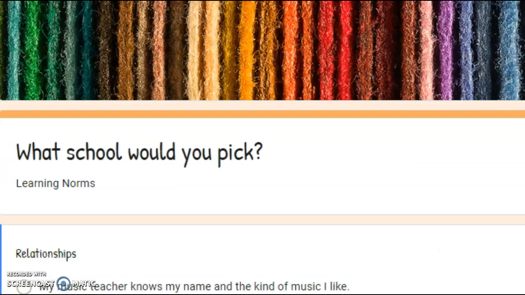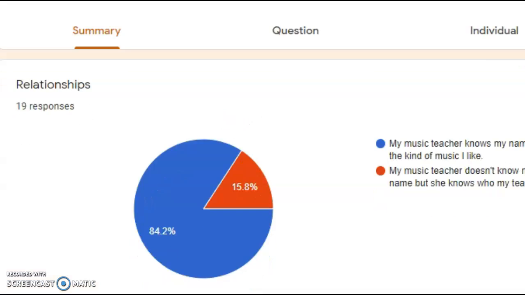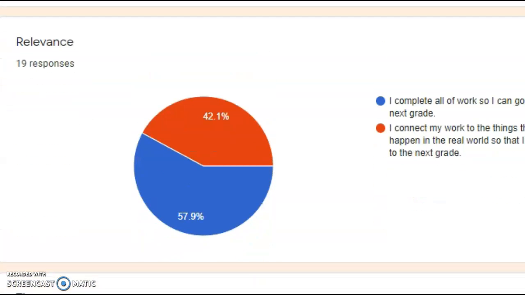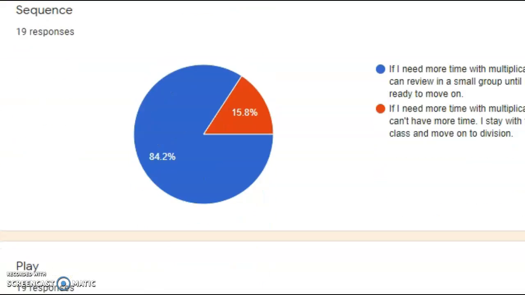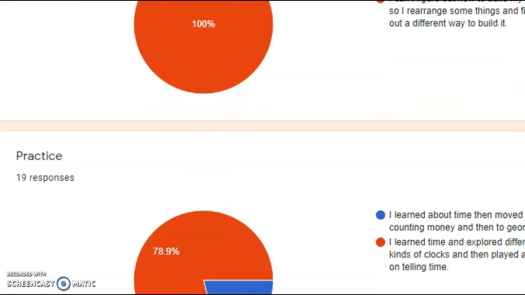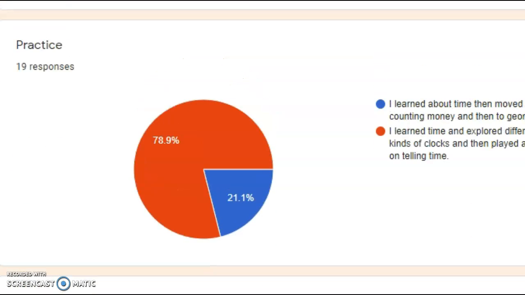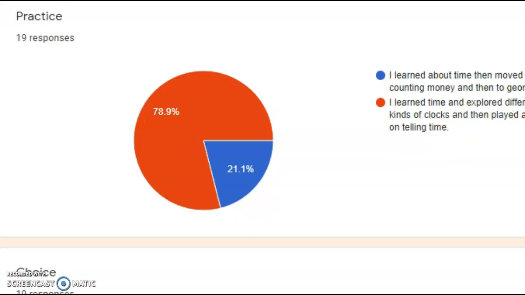So once we took the survey, or the quiz, I printed out the responses and cut them into the 10 norms and then split into groups. And so they were to look at the norms and the responses from their peers and try to determine why it came out the way it did.